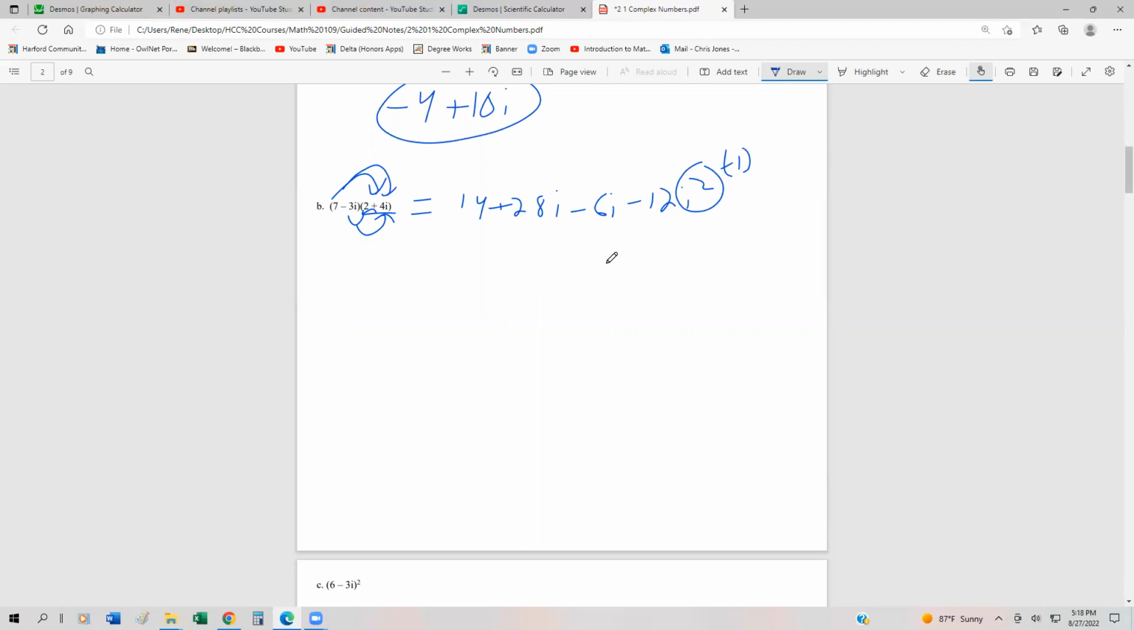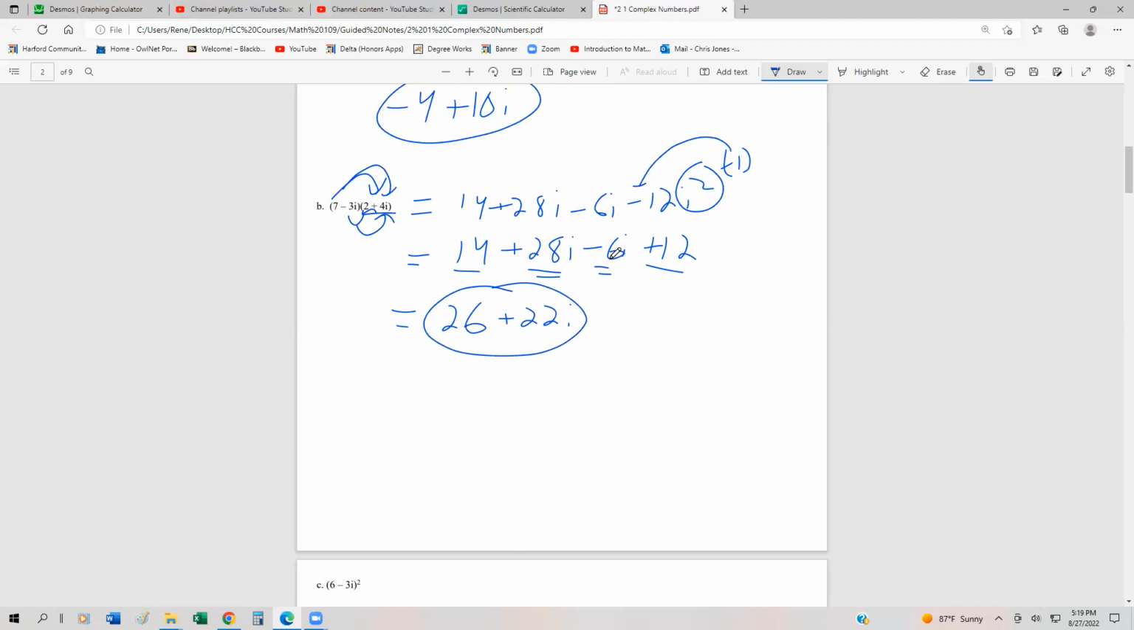And one thing that we can do is we can just say i squared is the same thing as a sign changer. Okay, it just changes the sign of the coefficient and gets rid of the i squared. So another way to write this would be 14 plus 28i minus 6i plus 12. And then finally, to write it in the form a plus bi, we have 14 and 12 is 26. 28 minus 6 is a positive 22i, and that's of the form a plus bi.